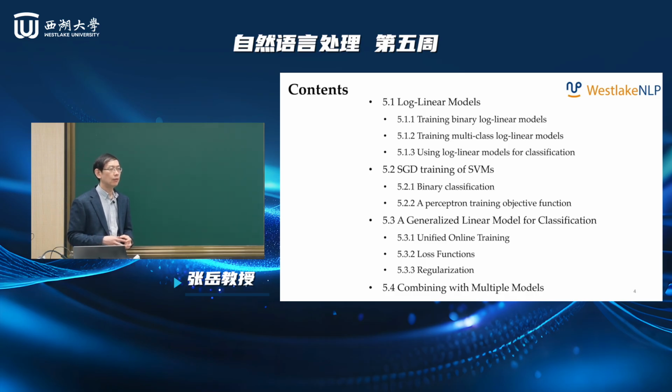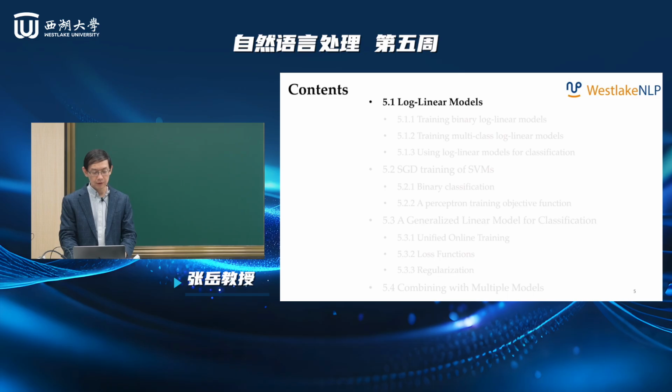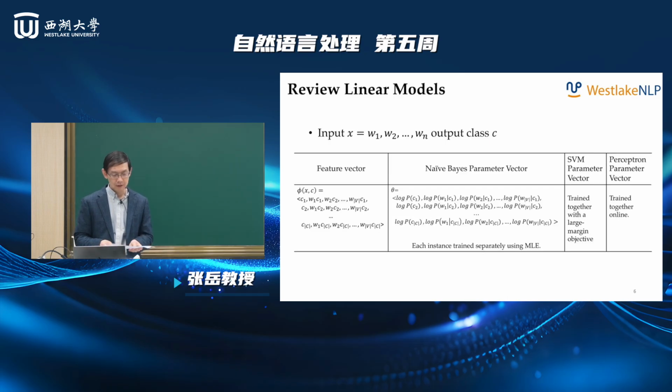I will show you that SVM, perceptron, and log linear models are all just one model, a single layer perceptron or a neuron. And then if we have time, we will discuss how to combine the strengths of multiple models. First, let's look at log linear models.